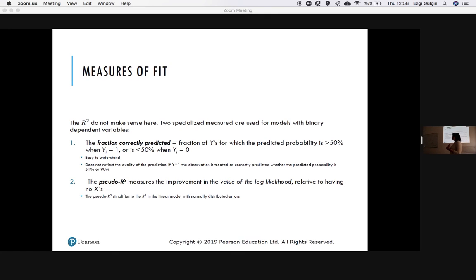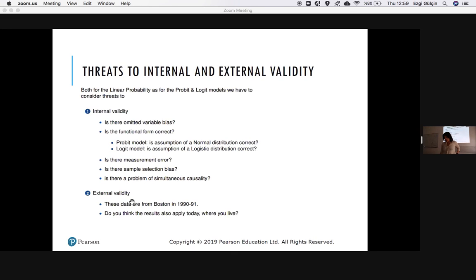This is a measure which uses the likelihood function to assess whether by including X we are explaining more or less of Y. In other terms, it measures the difference in the value of the log likelihood function when X is equal to 0 or when we have X in our regression model. In the case in which we have normally distributed errors, this pseudo R-square is actually equal to the R-square in the linear model.